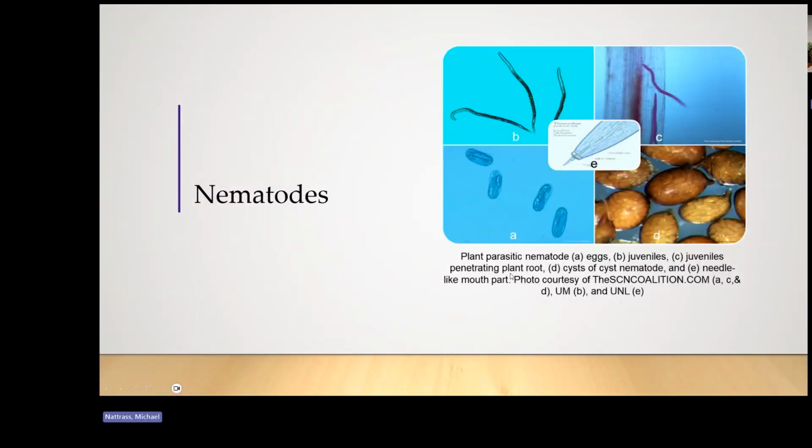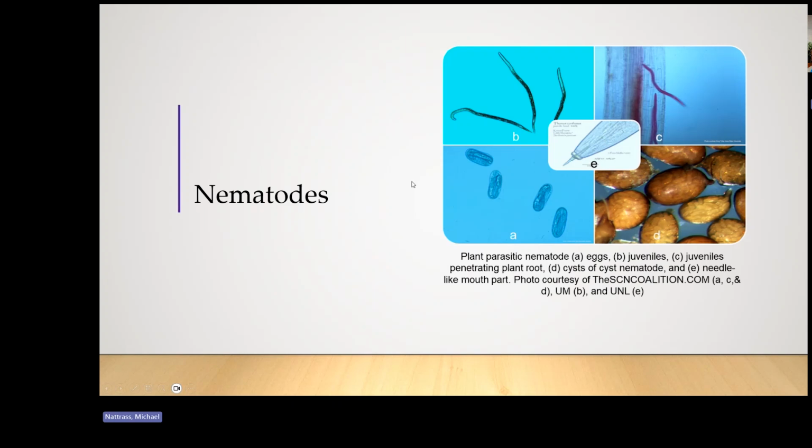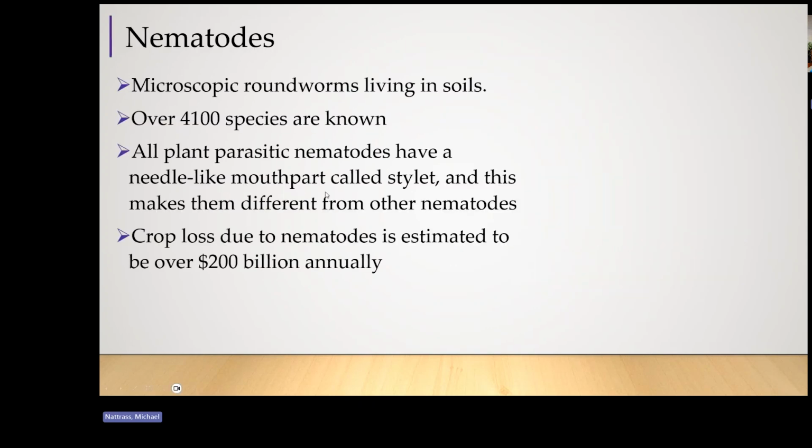All right. Finally, moving into nematodes, a couple of quick more slides about the nematodes. These nematodes are microscopic worms that are in the soil and very difficult to completely eradicate. We've got over 4,100 species. They have a needle-like mouth part called a stylet. This stylet pierces the cell, and they basically suck the nutrients out, kind of like a drill, extracting that material out of the cell. These can be important because they're causing about $200 billion in loss worldwide.